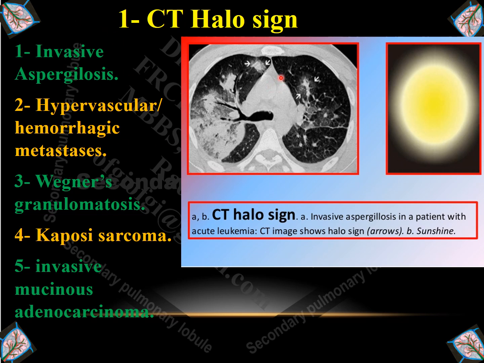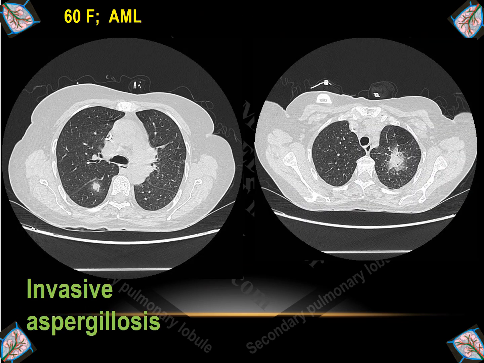As we mentioned, this occurs in immunocompromised patients, so invasive aspergillosis is at the top of the differential diagnosis. Hypervascular or hemorrhagic metastasis can also be considered one of the differential diagnoses of the CT halo sign. Wegener's granulomatosis, Kaposi sarcoma, and invasive mucinous adenocarcinoma can also be considered in the differential diagnosis.